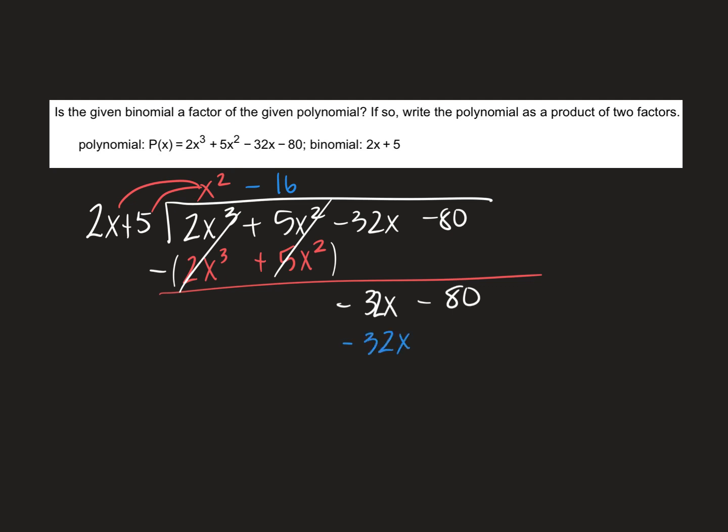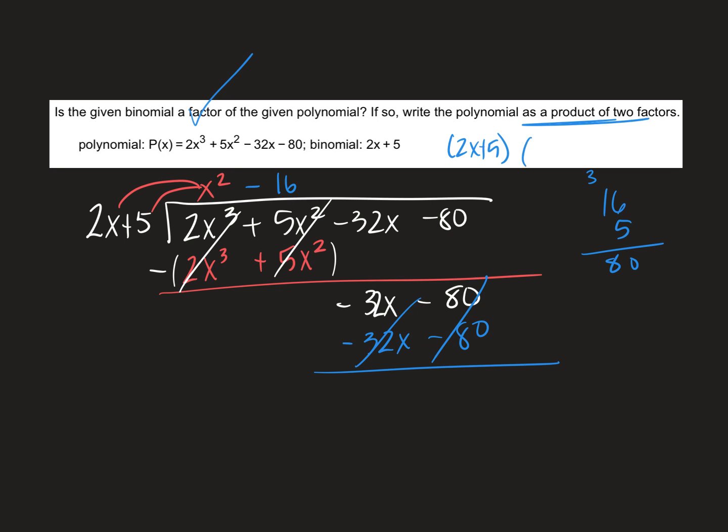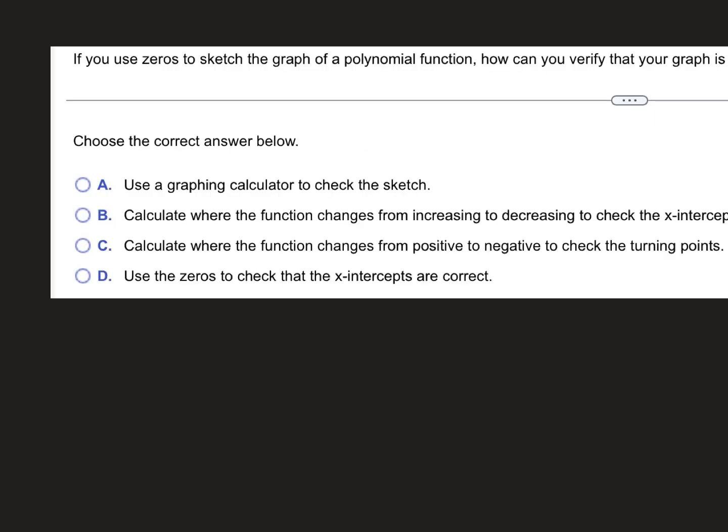So that's going to give me -32x, and then what is 16 times 5? So that is 80. Hey, how about that? So that's negative 80. Look at that. Everything cancels out. So that means that it is a factor. And the product of the two factors is going to be the 2x plus 5, and then what I have right up here, which is x squared minus 16. And that's it.